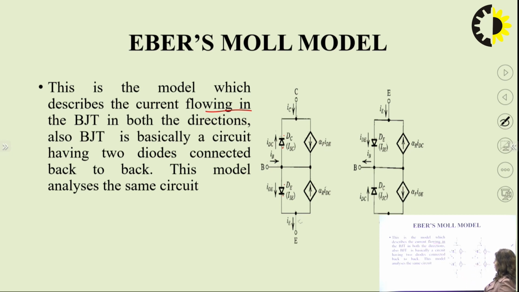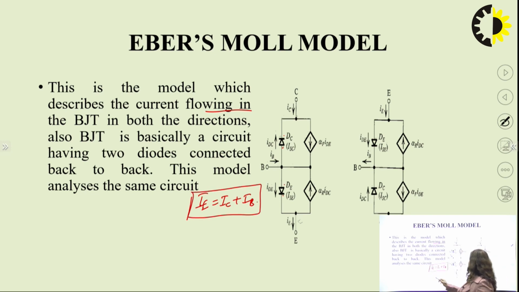So all the equations are the same, that is IE is equivalent to IC plus IB, as we have known here that the inward current is equivalent to the outward current. So the inward currents are IC and IB and the outward current is IE. So we have the equation IE is equivalent to IC plus IB.